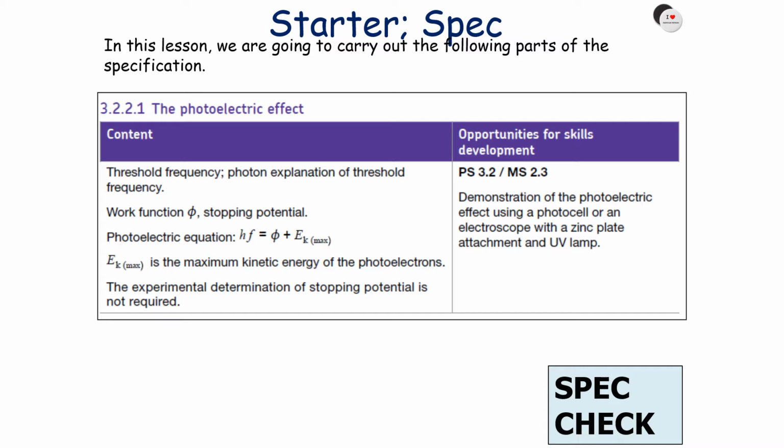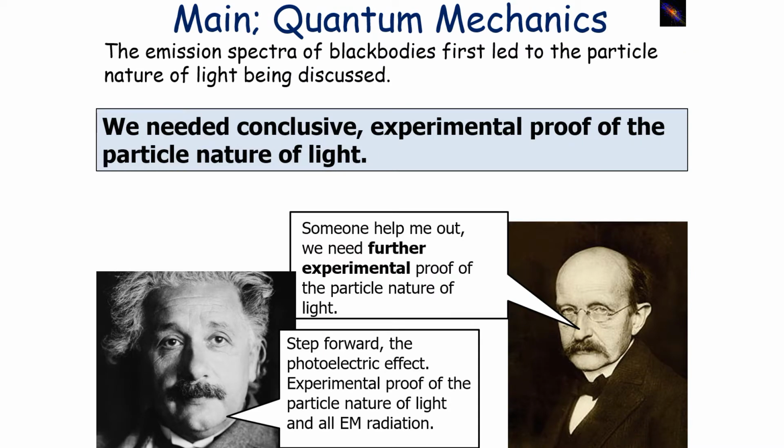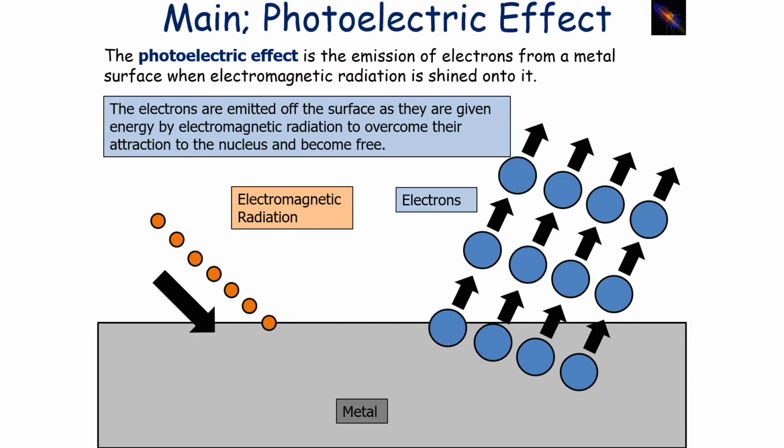3.2.2.1 The photoelectric effect. The emission spectra of black bodies first led to the particle nature of light and all electromagnetic radiation being discussed, so we needed some further conclusive experimental proof of the particle nature of light and all electromagnetic radiation. So we looked at the photoelectric effect. Now the photoelectric effect is the emission of electrons from a metal surface when electromagnetic radiation is shined on it.